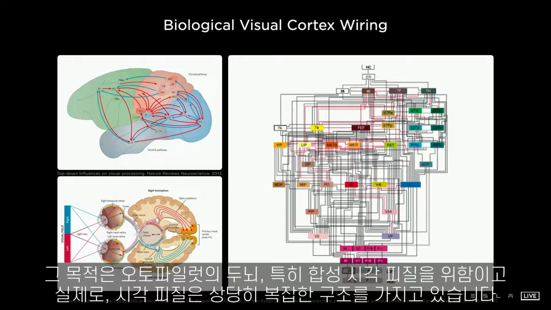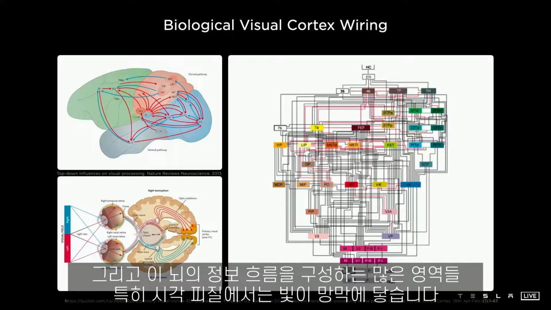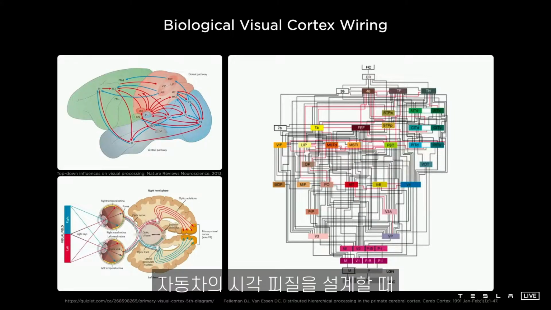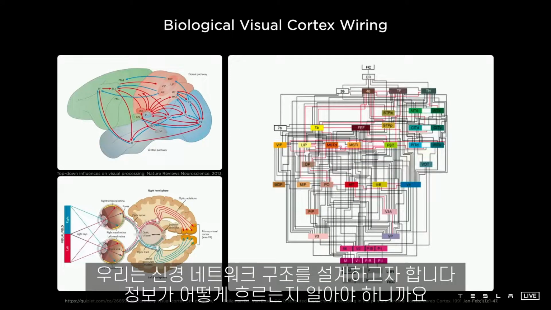Now, the biological visual cortex actually has quite intricate structure and a number of areas that organize the information flow of this brain. In particular, in your visual cortices, light hits the retina, goes through the LGN all the way to the back of your visual cortex, goes through areas V1, V2, V4, the IT, the ventral and the dorsal streams, and the information is organized in a certain layout. So when we are designing the visual cortex of the car, we also want to design the neural network architecture of how the information flows in the system.